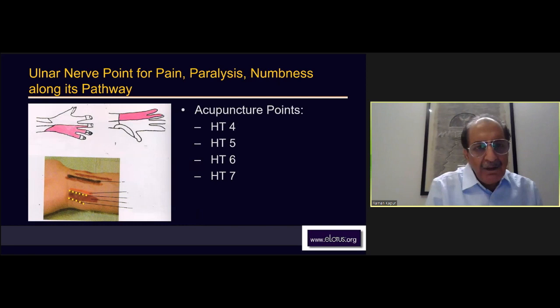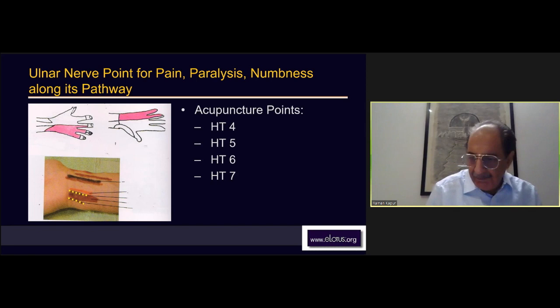Now I come to the ulnar nerve point for pain, paralysis, and numbness along the pathway of the ulnar nerve. The figure above is clearly demonstrating to you the area where the patient would be having his symptoms or problems along the ulnar nerve pathway, which is going to the little finger, the ring finger, and half of the middle finger. And the acupuncture points which need to be pricked for this condition would be points heart 4, heart 5, heart 6, heart 7, as well as along the pathway of the ulnar nerve, which is shown in the yellow dotted spots. So you'll do pricking locally also along the pathway.